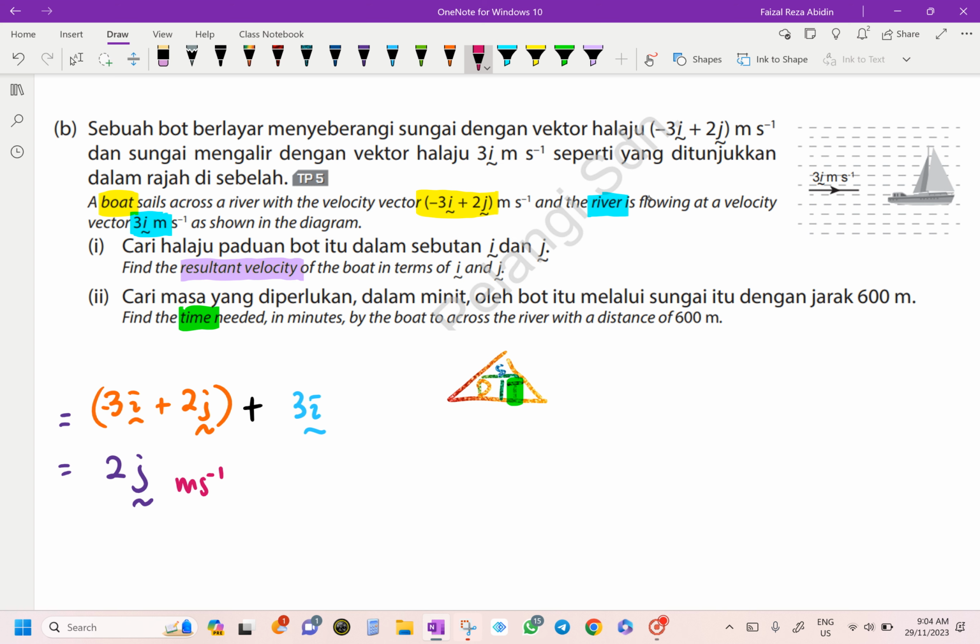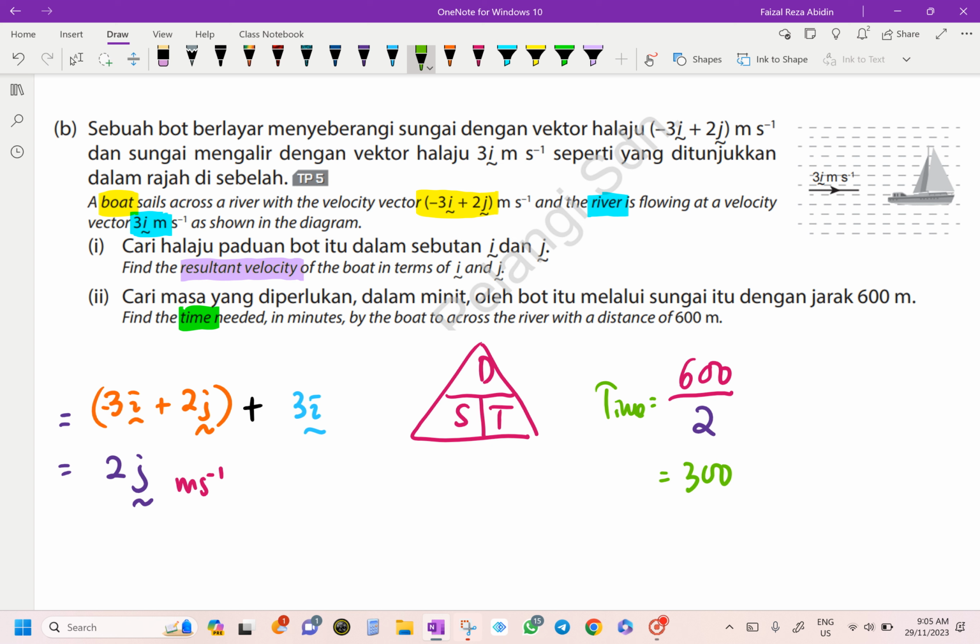So speed is going to be 2 over our distance 600. Wait. I made a mistake with DST. Sorry. So distance is 600 over our speed, which is 2j. Okay, correct. So this is going to be for the time. The previous one was wrong. So it's going to be 300.